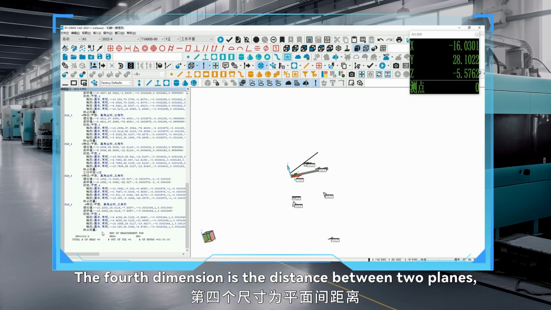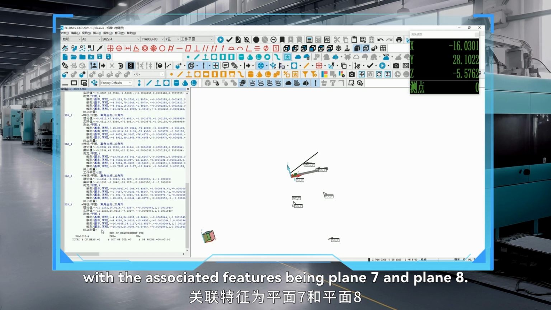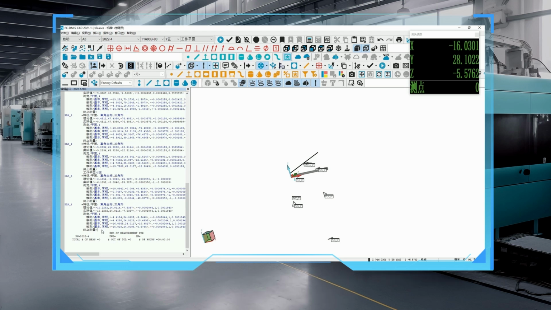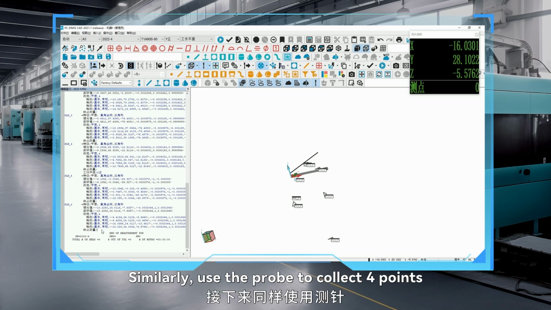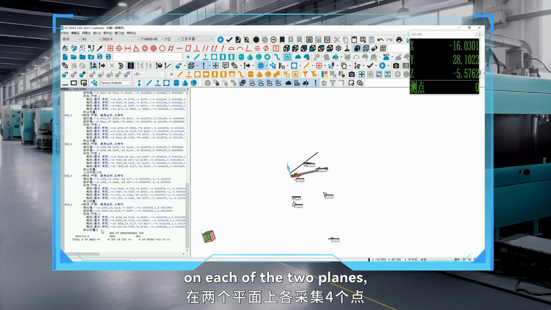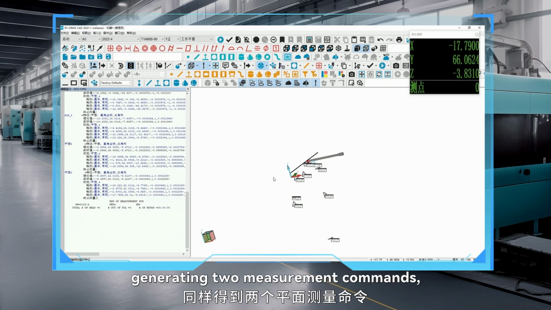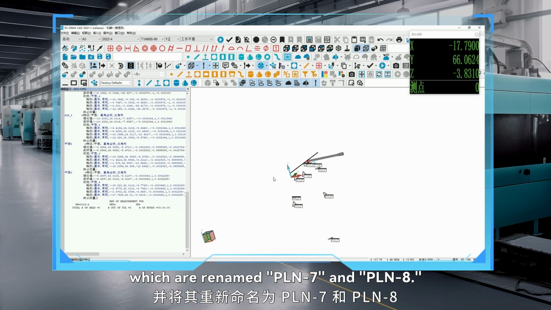The fourth dimension is the distance between two planes, with the associated features being plane 7 and plane 8. Similarly, use the probe to collect 4 points on each of the two planes, generating 2 measurement commands, which are renamed PLN7 and PLN8.